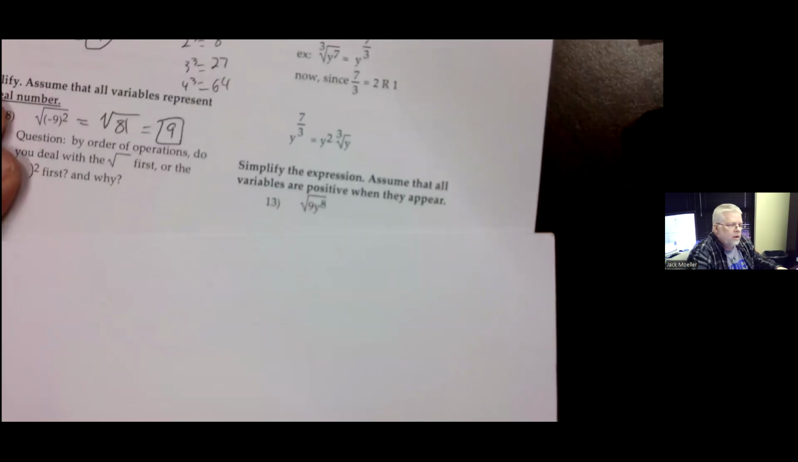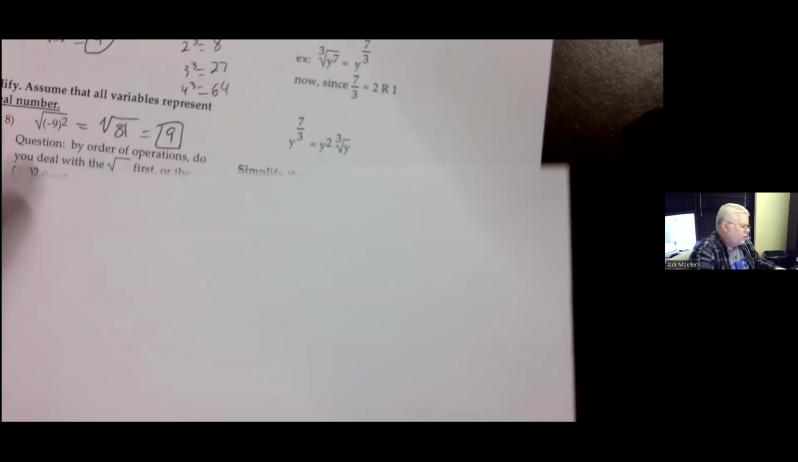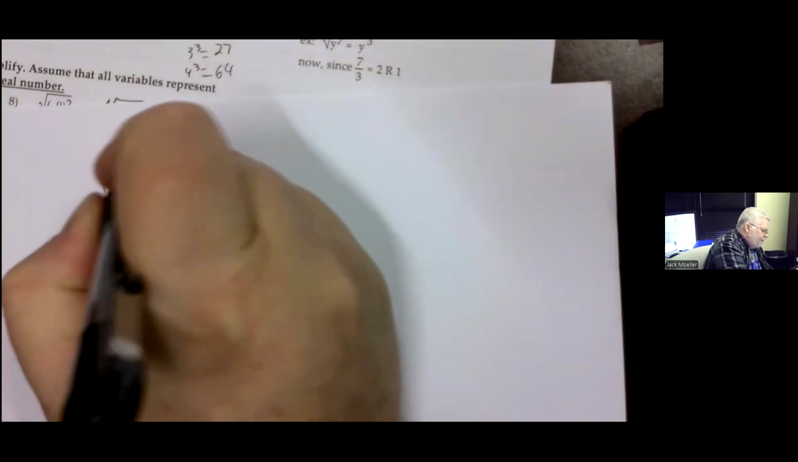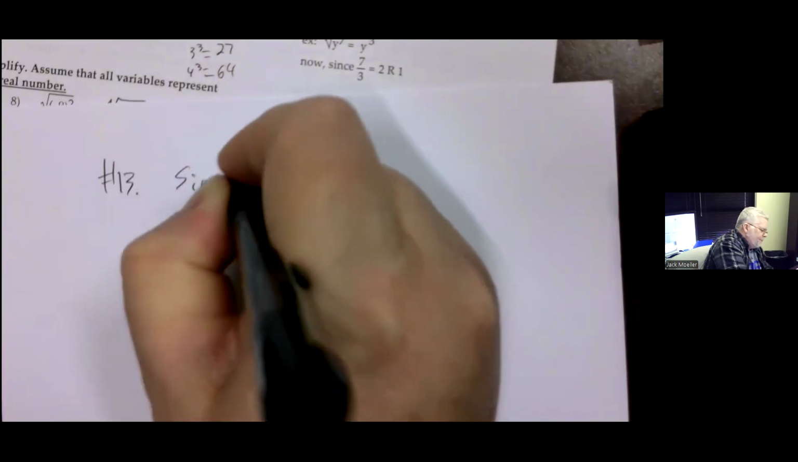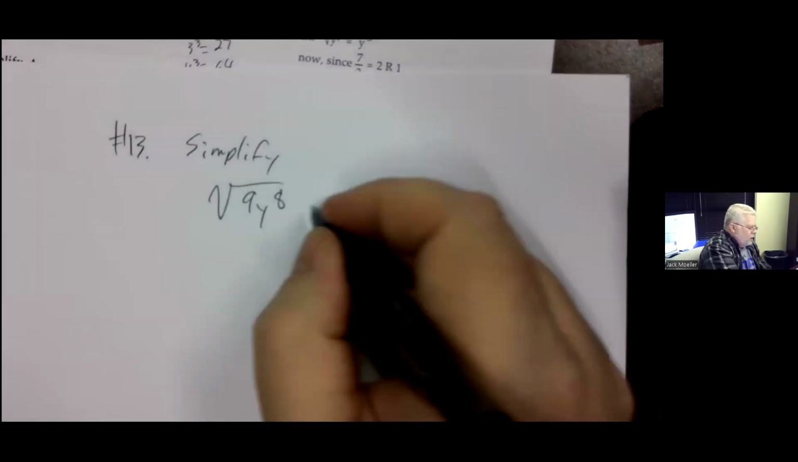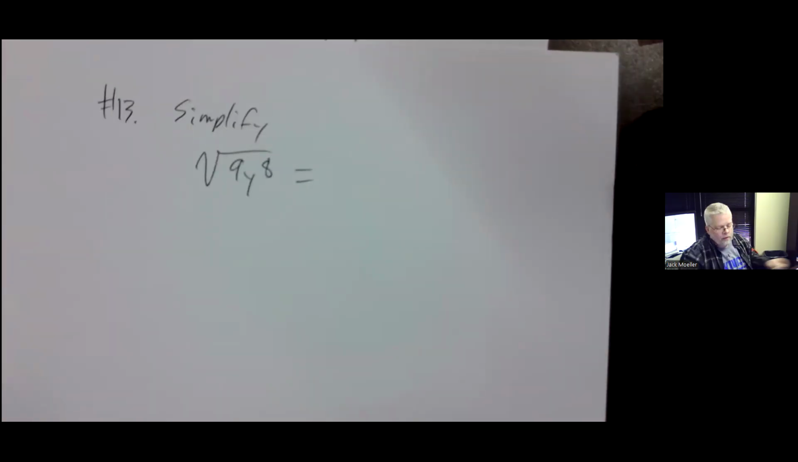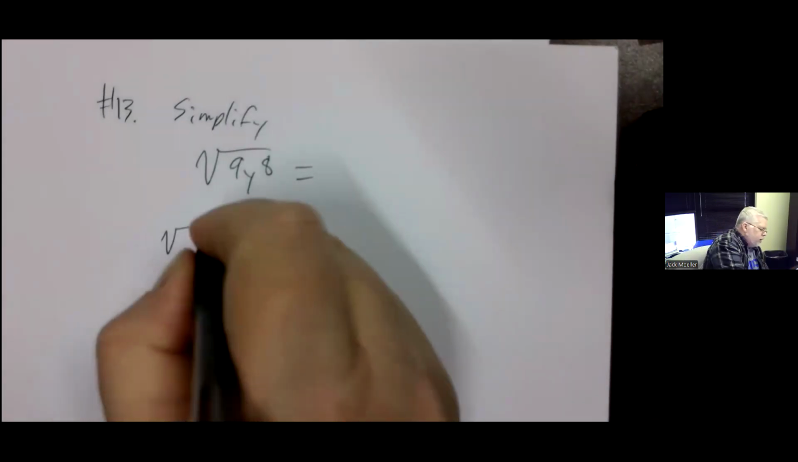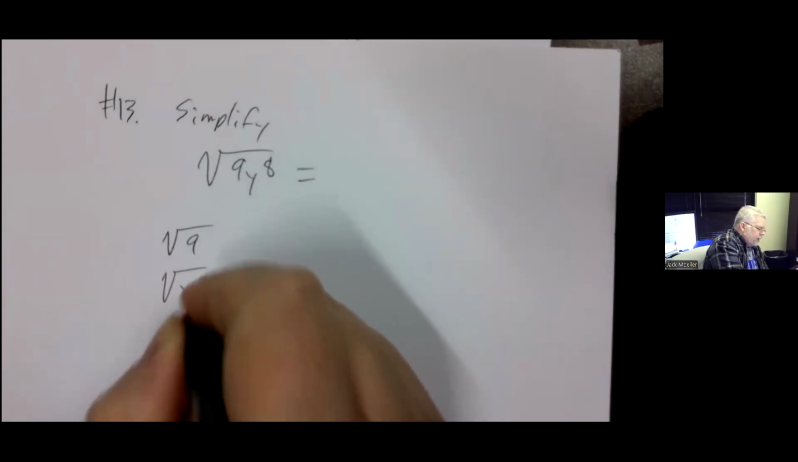All right, number 13 is the square root of 9y to the 8th. My first recommendation on this: anytime you're simplifying a radical that has numbers and variables, you can split this up and do just the numbers with the numbers, and if you have more than one variable, like the x's with the x's, y's with the y's, and so on. So we're going to break this up into the square root of 9 and the square root of y to the 8th.